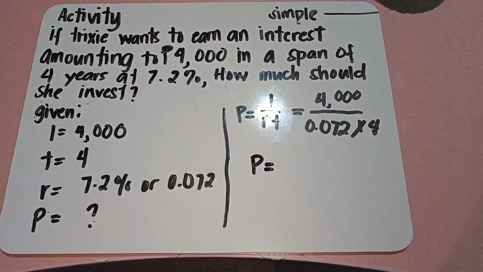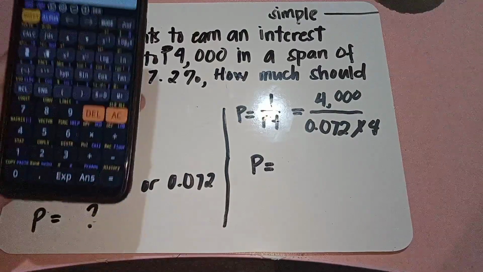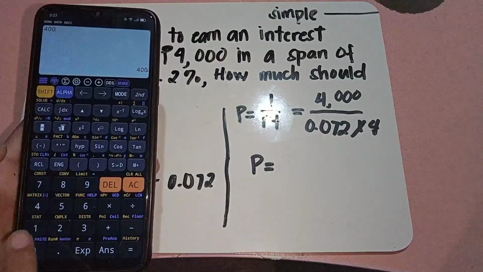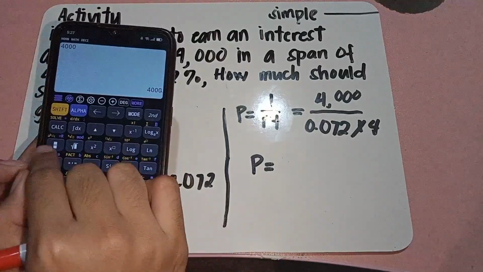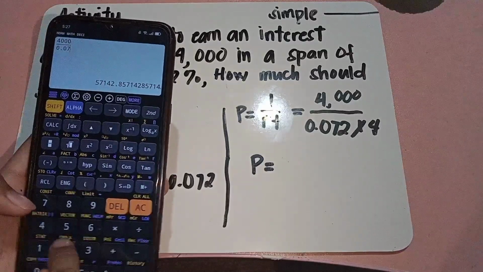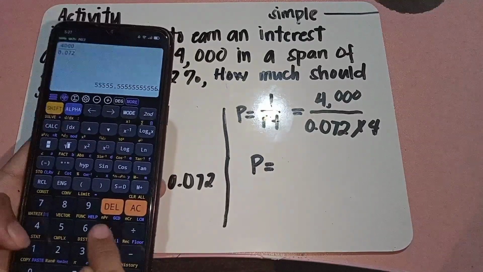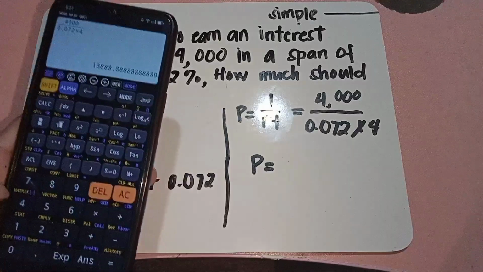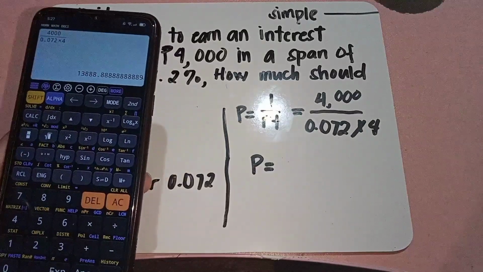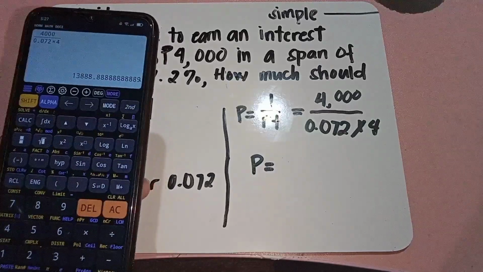Now let's use the scientific calculator to compute and simply put 4,000 over 0.072 times 4. So here we have 13,888.888 and so on.